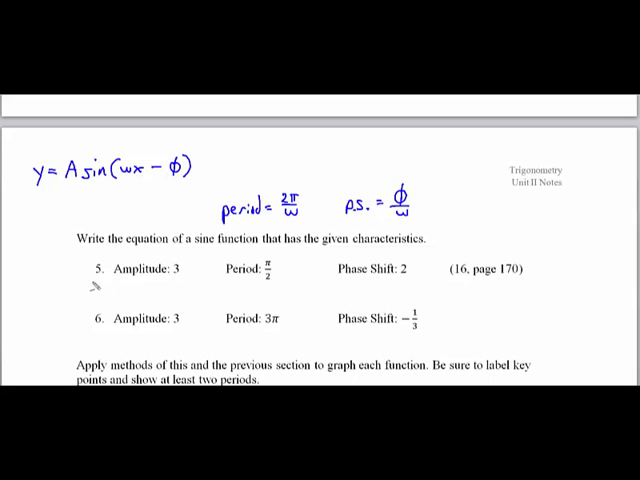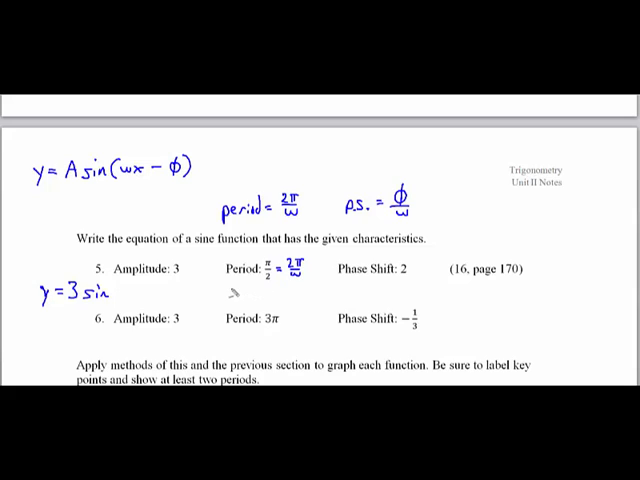Let's take this part by part. We're going to have y equals A, the amplitude of 3, sine, and now we need our omega. Since we know that our period is 2 pi divided by omega, and our period is pi over 2, then due to the transitive property, we can set 2 pi over omega equal to pi over 2, and do some cross multiplication.